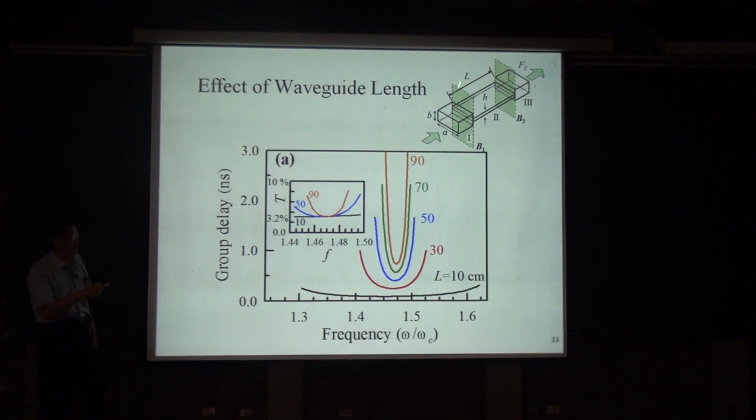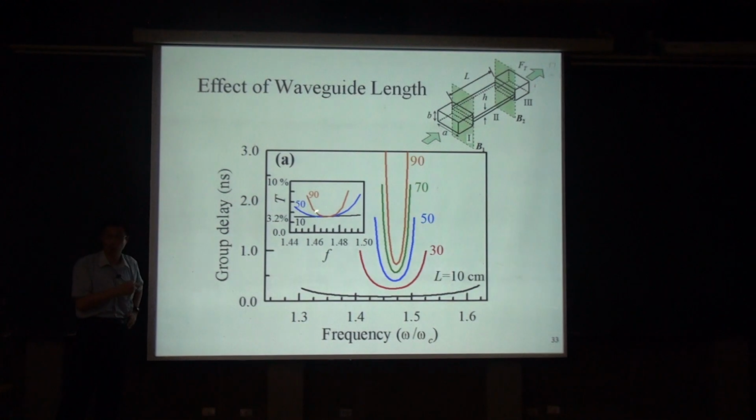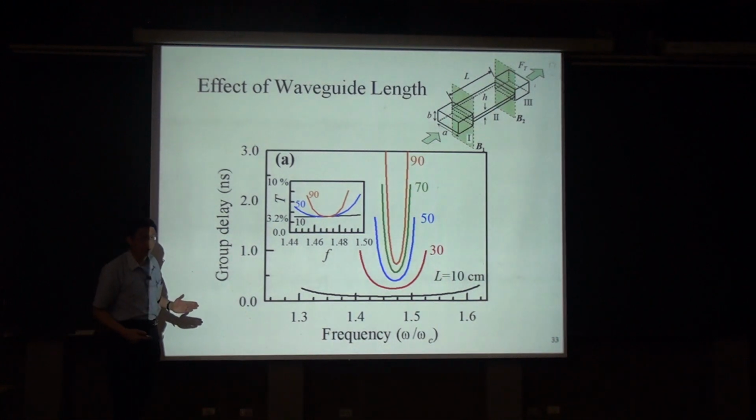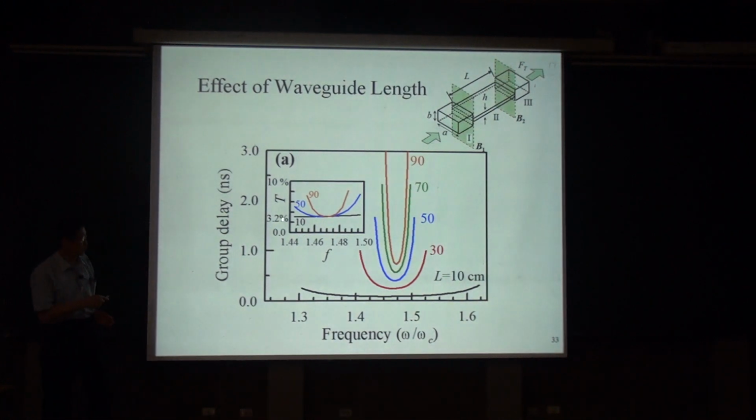Okay. This is another case. As you can see here, the inset is transmission. Transmission is shown here, 3.2%, which is the highest for the superluminal mechanism. We have the highest transmission. 3.2% is still too low, but at least it's good enough.